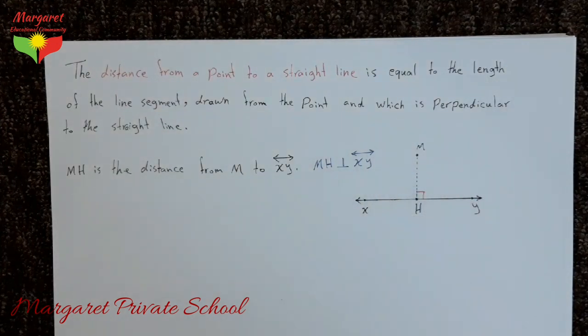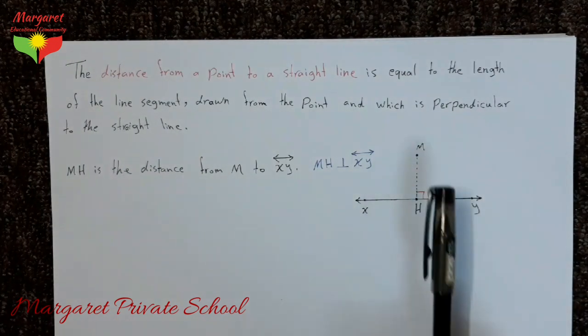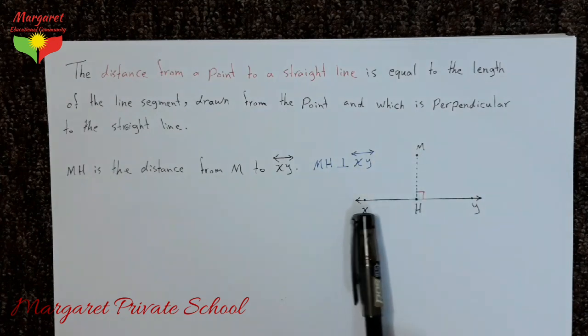For example, in this figure, the line segment MH is the distance from point M to the line XY.